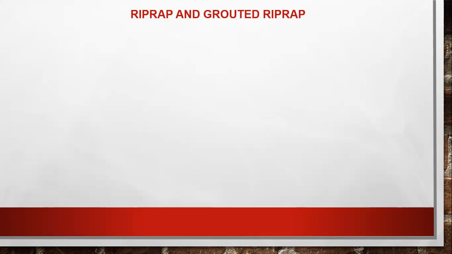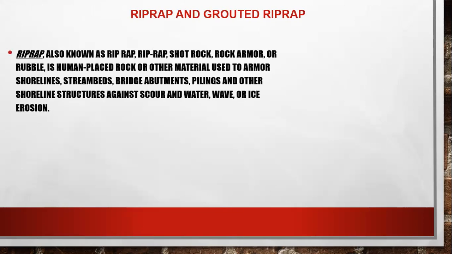Next, riprap and grouted riprap. First, let's define what riprap is. Riprap, also known as shot rock, armor, or rubble, is human-placed rock or other material used to armor shorelines, stream beds, bridge embankments, piers, and other shoreline structures against scour and water, wave, or ice erosion.